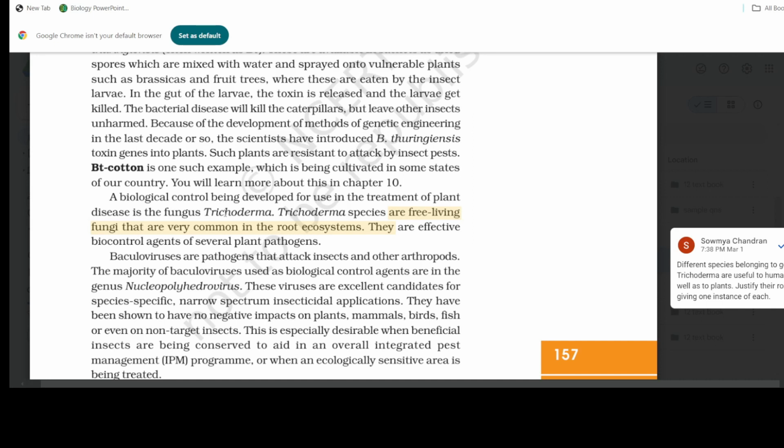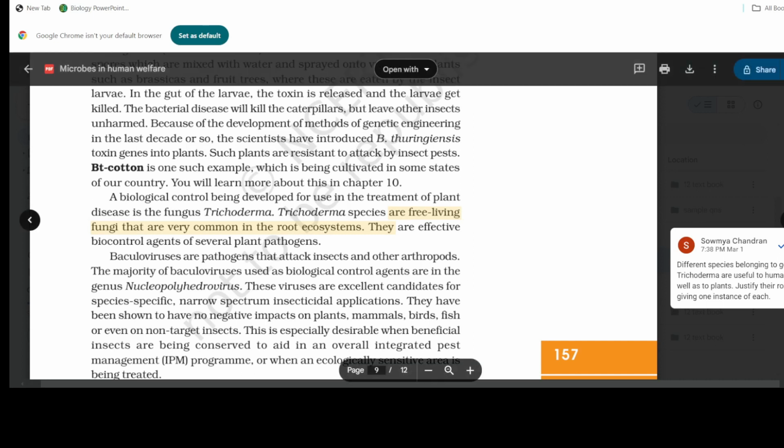Trichoderma species are free-living fungi. They are very common in root ecosystems. They are very effective biocontrol agents of several plant pathogens. You remember what I said about analysis: in the same chapter, Trichoderma in two different areas they have given. They have combined that and put it in a question. So whenever you learn, relate it and learn. Now we have learnt about two different areas of Trichoderma use: one species is used in plants to control plant diseases, and one is used in human beings.